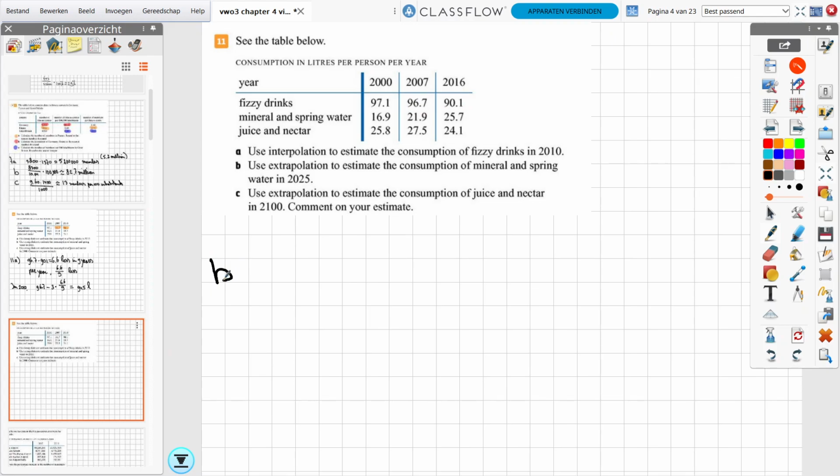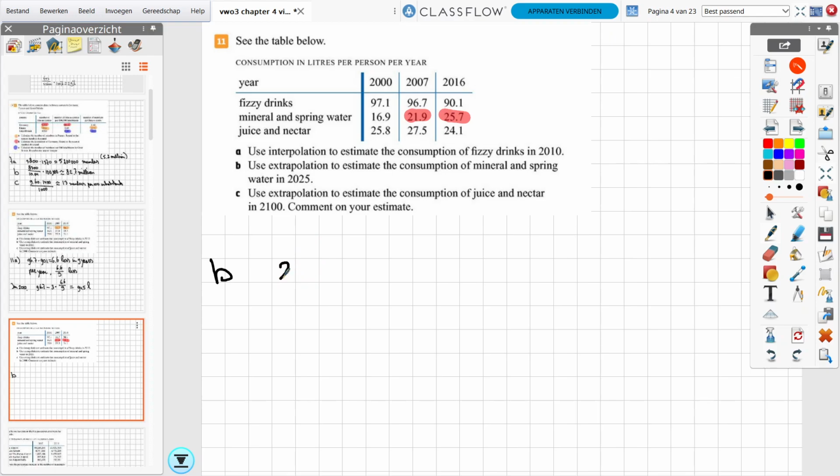At B, they want us to use extrapolation for mineral and spring water. So this one. Most people take this one correctly, but I see some people then using this one to extrapolate with, and that's wrong. The agreement we made is that we use the two latest data points in this set. So we use 2007 and 2016. It can actually change your answer quite a lot. So take the last two data points when extrapolating.